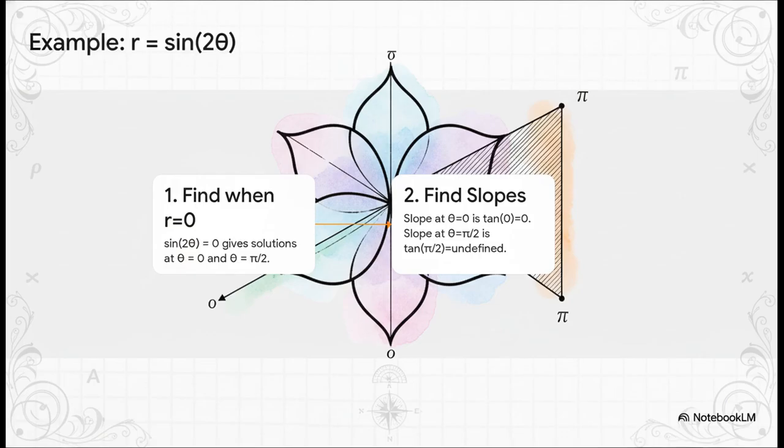Okay, watch how fast this is with the 4-petaled rose, r equals sine of 2 theta. Step 1. When does it hit the pole? We set r to 0. That happens when theta is 0 and pi over 2. Step 2. Find the slopes. The slope at theta equals 0 is just tan 0, which is 0, a horizontal tangent. The slope at theta equals pi over 2 is tan pi over 2, which is undefined, a vertical tangent. And boom, you're done. No product rule needed.